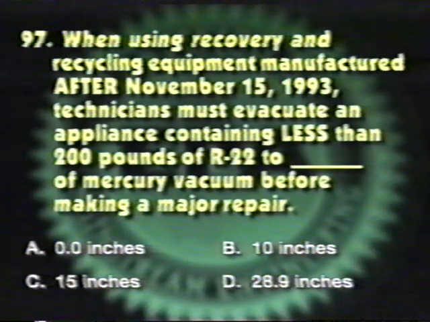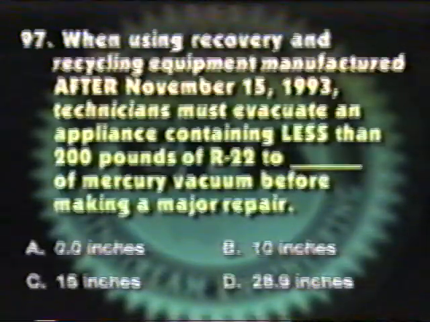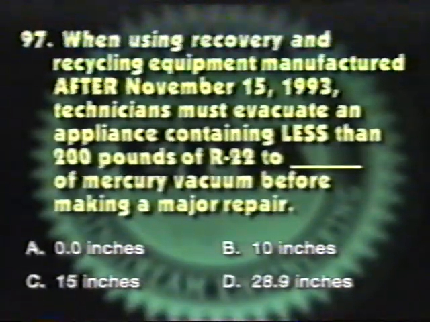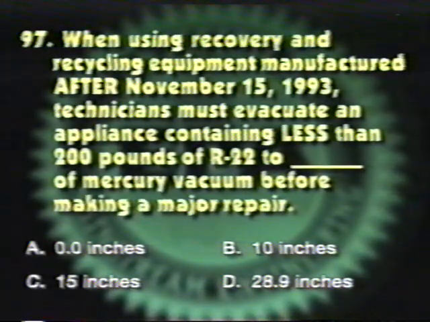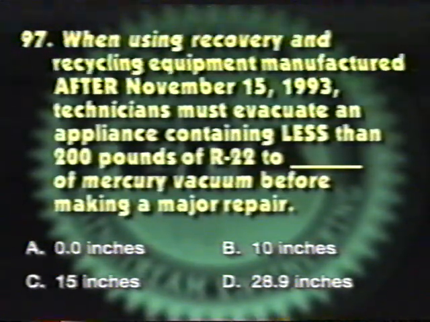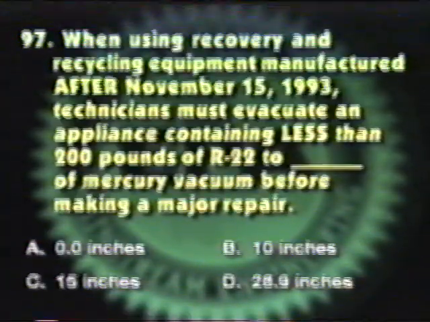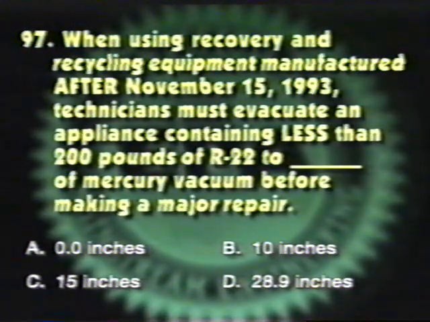When using recovery and recycling equipment manufactured after November 15, 1993, technicians must evacuate an appliance containing less than 200 pounds of R22 to what level of mercury vacuum before making a major repair? A. 0.0 inches. B. 10 inches. C. 15 inches. D. 28.9 inches.